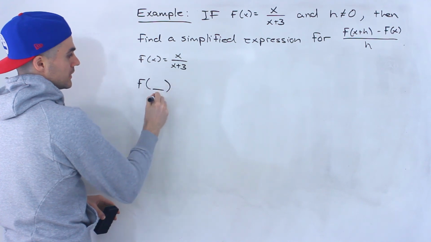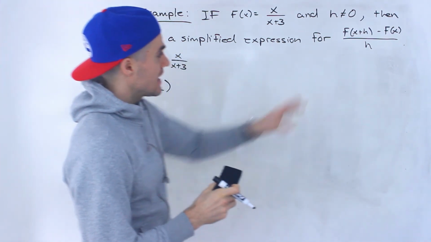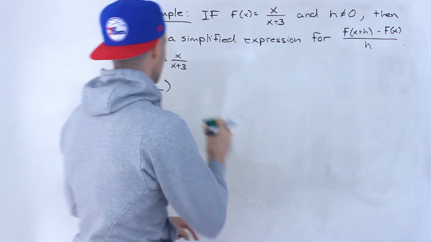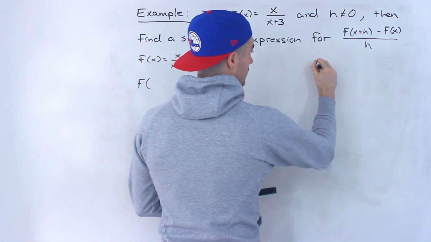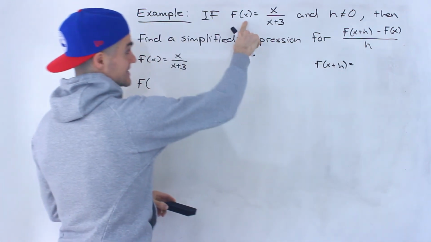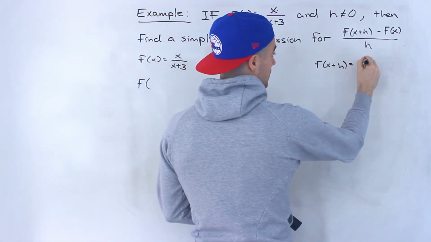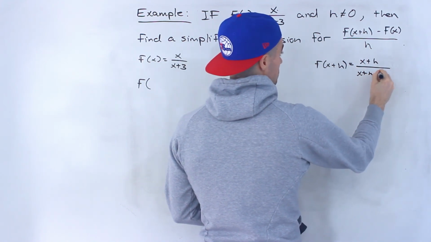So notice that if f of x equals x over x plus 3, then f of anything that we plug in here, whatever's here, we would just plug in for the x. And notice that for this expression that we're going to have to simplify, we have this x plus h. So on the side here, actually let's do it over here. What would f of x plus h be if f of x is this? Well, we would just plug in x plus h for the x. So we would end up with x plus h over x plus h plus 3.